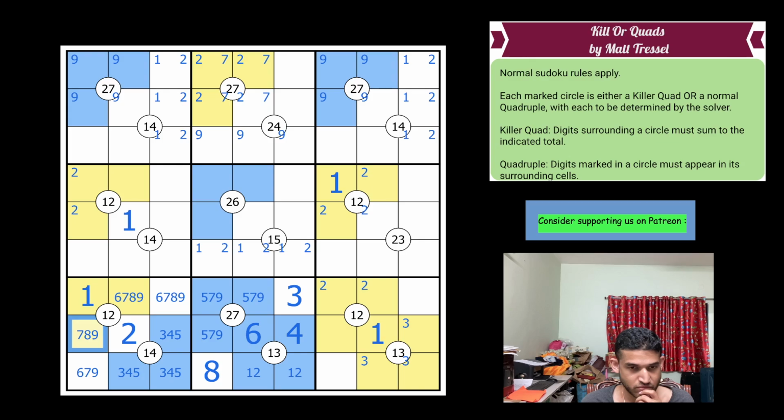How do I continue here? Okay, so no 4 in here, which means 4 is in here.